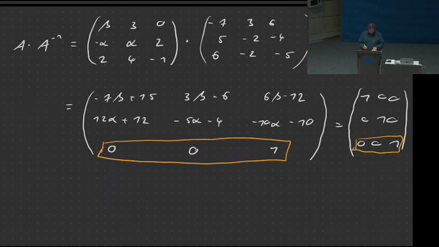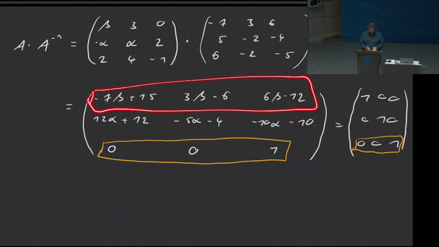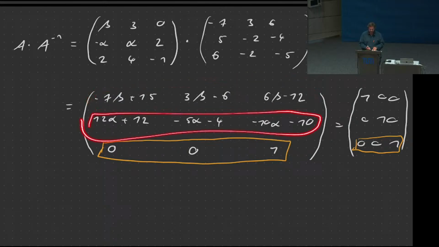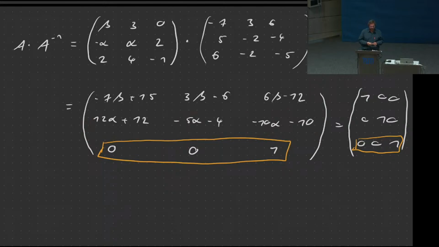Second, the first row only contains betas, the second row only contains alphas, so those are nicely separated. And we can just use any of these entries to determine the value of alpha and beta that we need. So for example, for this one here, we could just take this first equation here. And this must be equal to 1, right? So we know minus 7 beta plus 15 must be 1. And we can just solve this one for beta. And we get 7 beta equals 14 or beta equals 2.